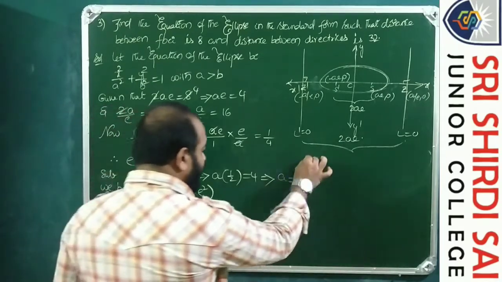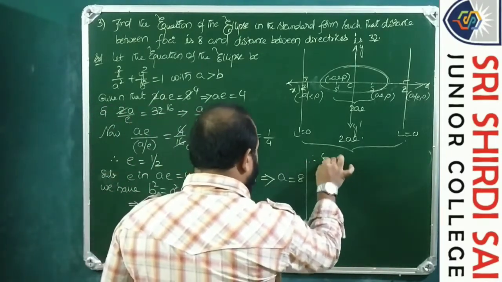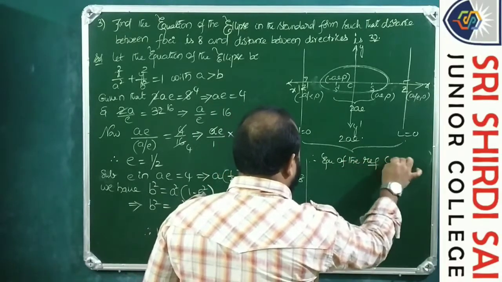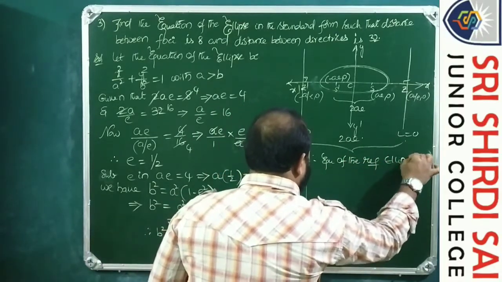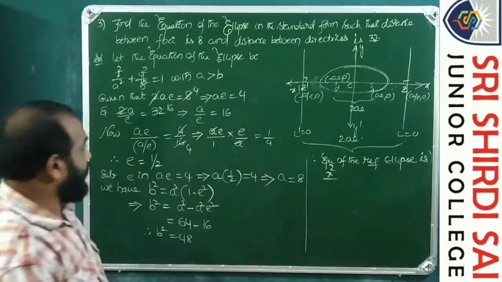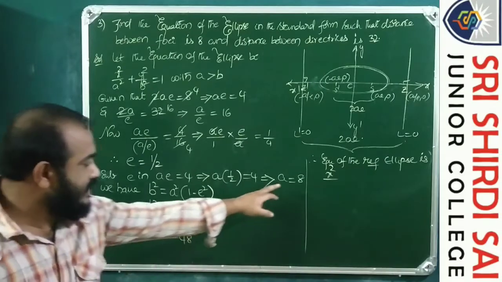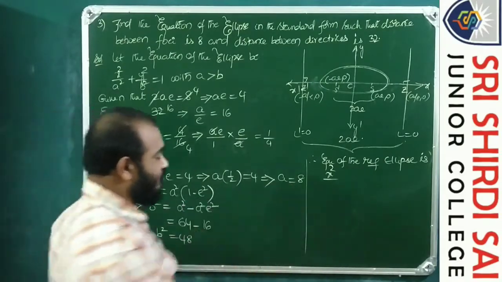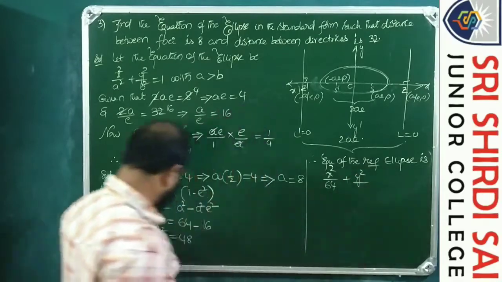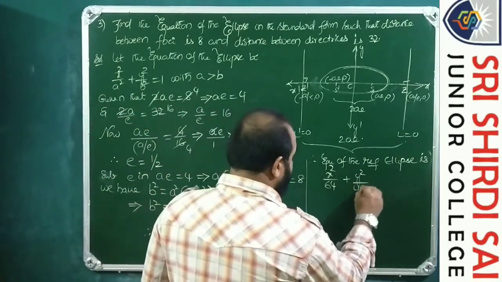Therefore equation of the required ellipse is x square by A square, A is 8, A square is 64, plus y square by B square, 48, is equals to 1.